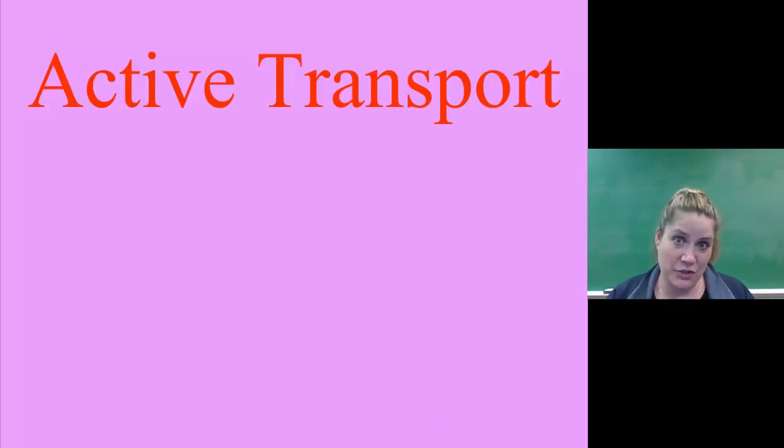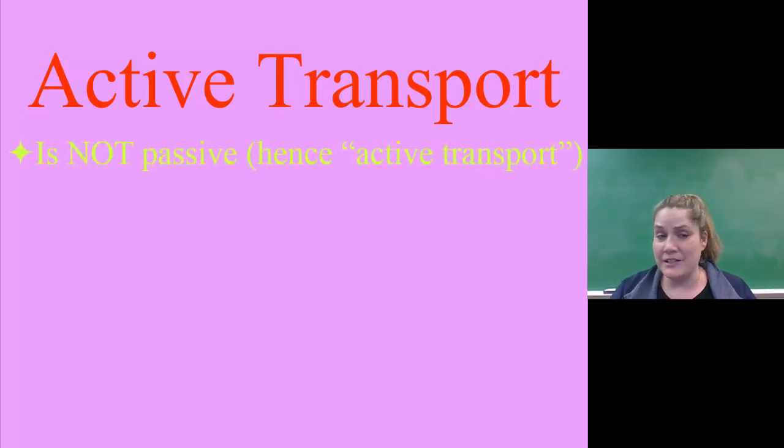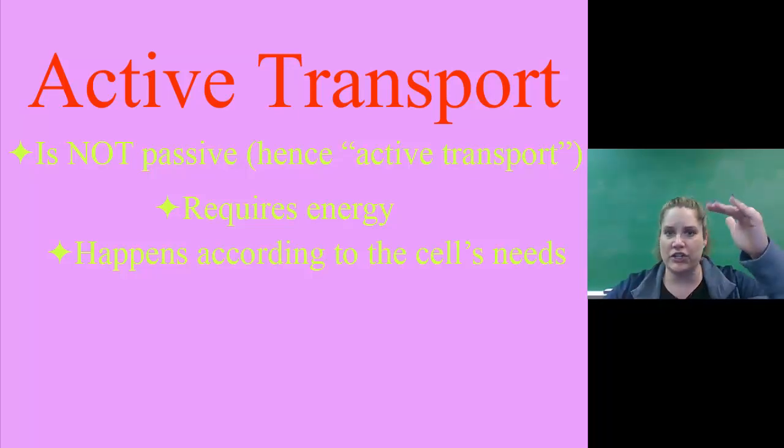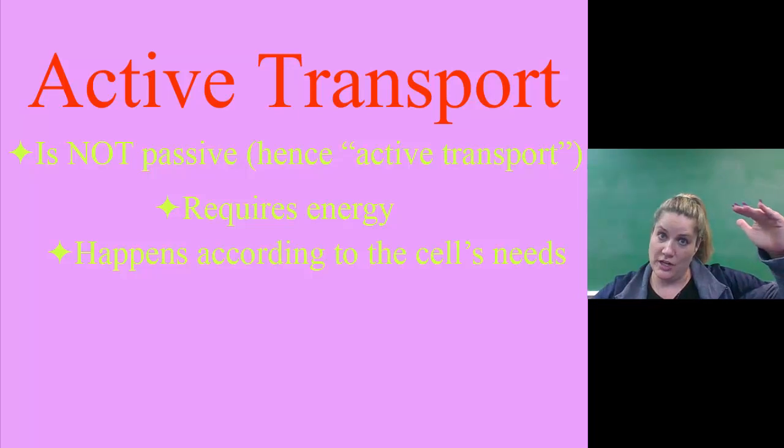All right, then we have active transport. I promise we're getting to the end here. Okay, well, in a little bit. Active transport is not passive. That's why we call it active transport. Active transport requires energy. Active transport happens according to the cell's needs. So active transport isn't going to happen because there's a concentration gradient, because there's a difference in concentrations.